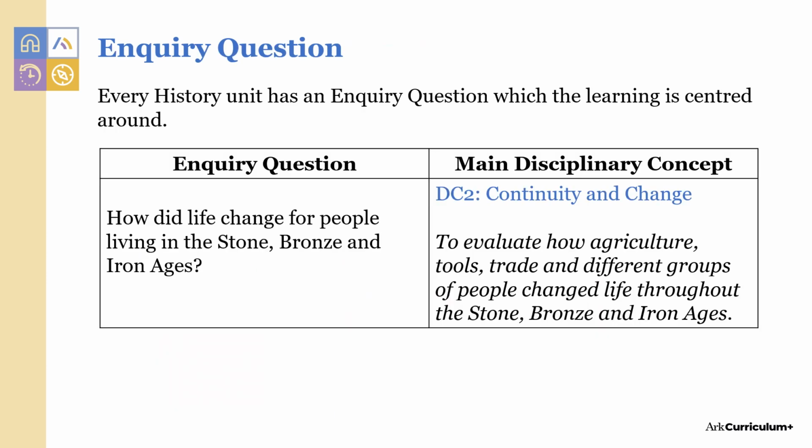Every history unit has an inquiry question which the learning is centred around. For this unit, the inquiry question is, how did life change for people living in the Stone, Bronze and Iron Ages? The main disciplinary concept for this unit is continuity and change, to evaluate how agriculture, tools, trades and different groups of people changed life throughout the Stone, Bronze and Iron Ages.